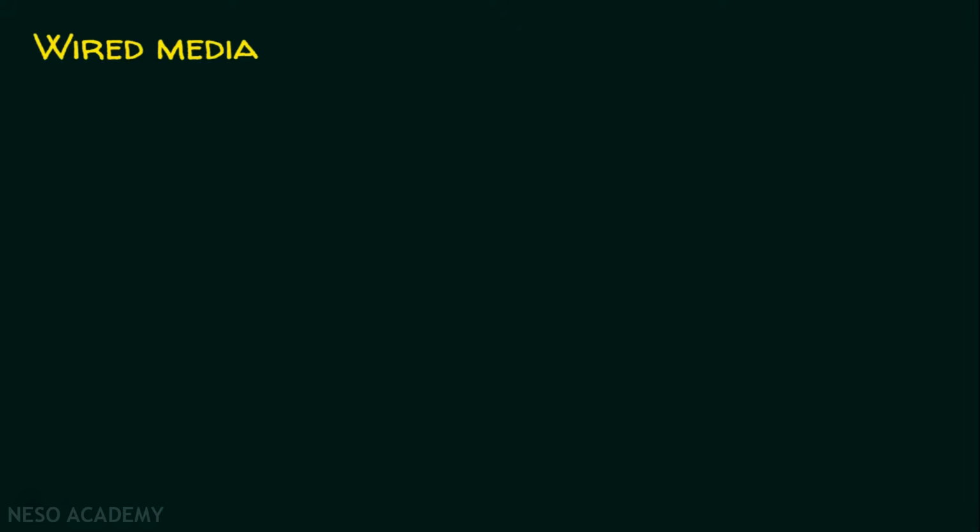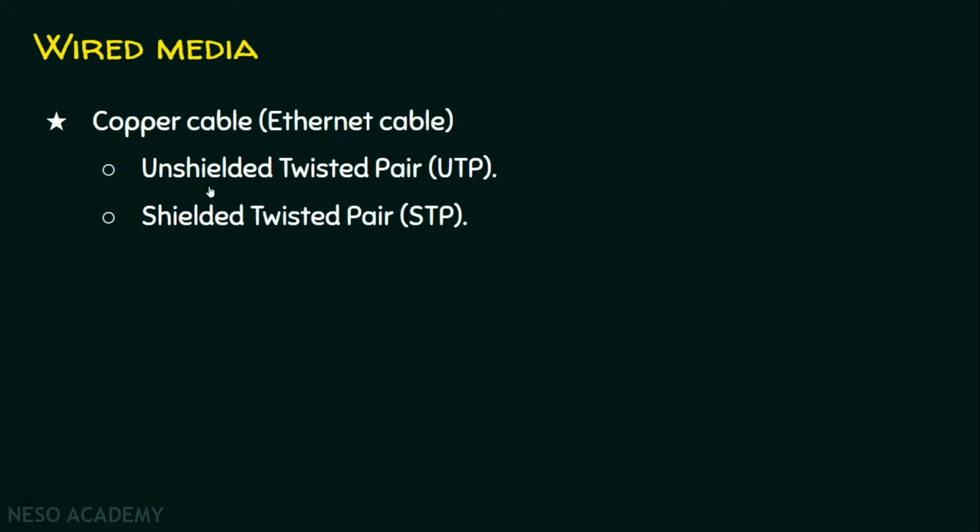We know very well that a wired media will have a cable where the data between the nodes is carried using cables. We have a lot of wired technologies, and the popular wired media are copper cable, where in this copper cable we are focusing on an Ethernet cable. This copper Ethernet cable comes in 2 variations. Number 1, it can be an unshielded twisted pair cable, simply called UTP, or it can be a shielded twisted pair cable.